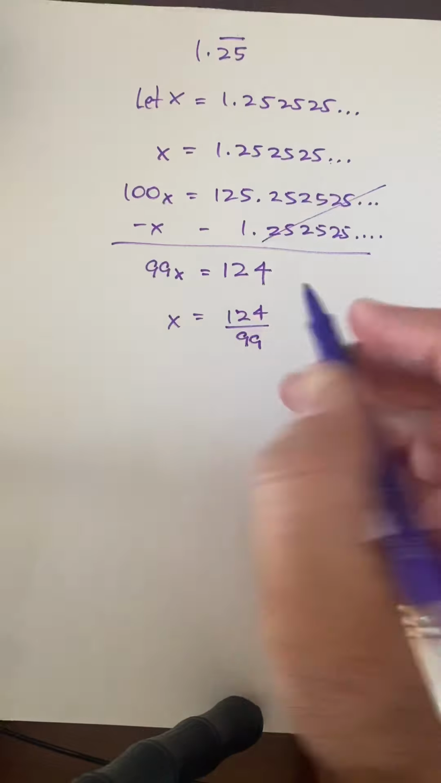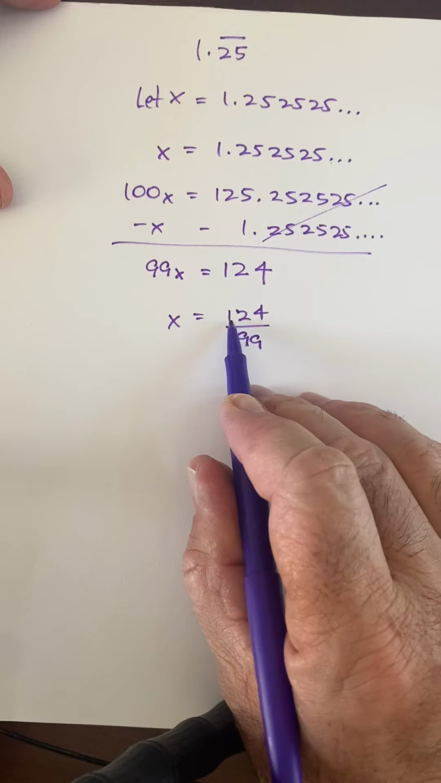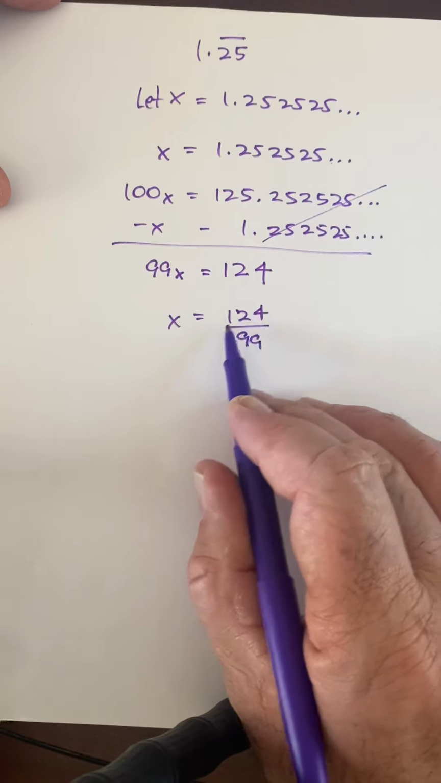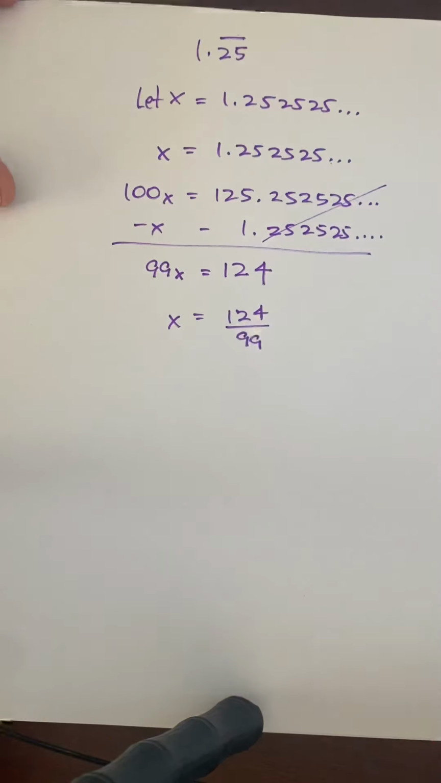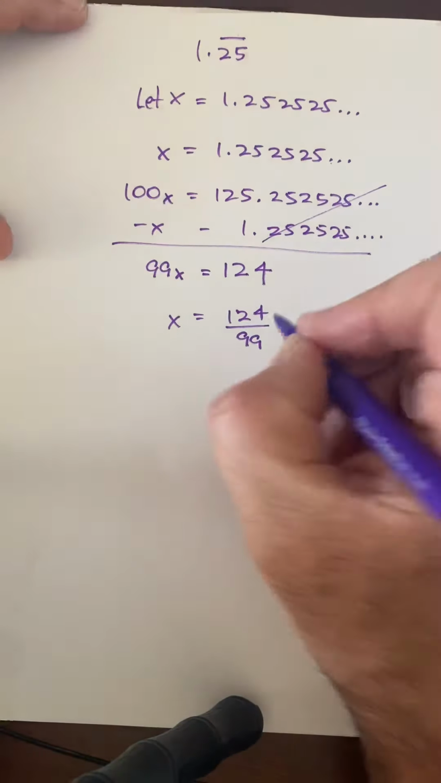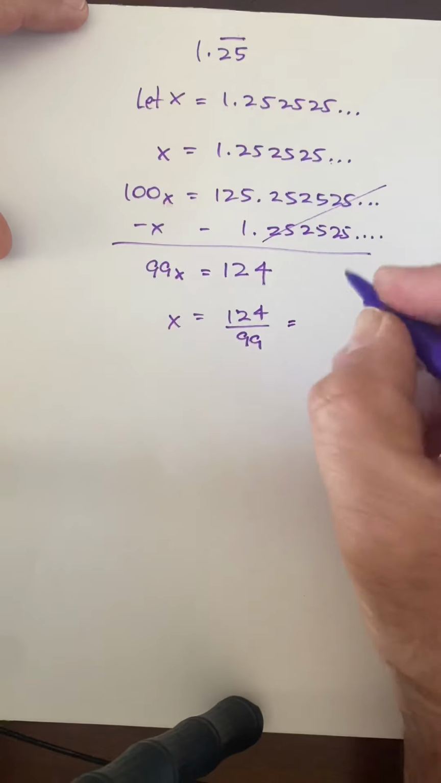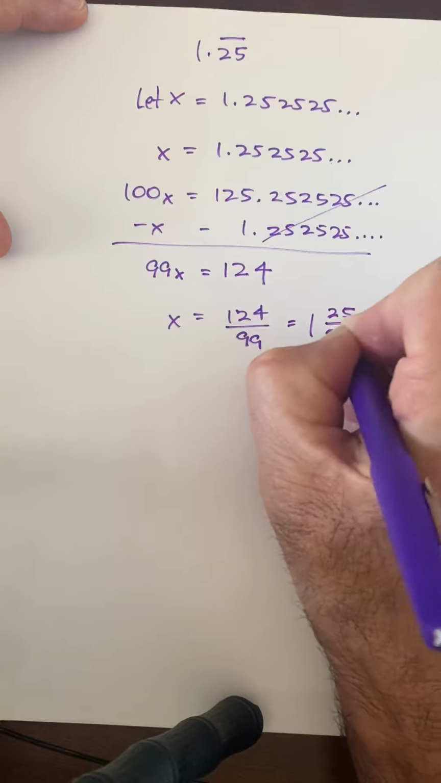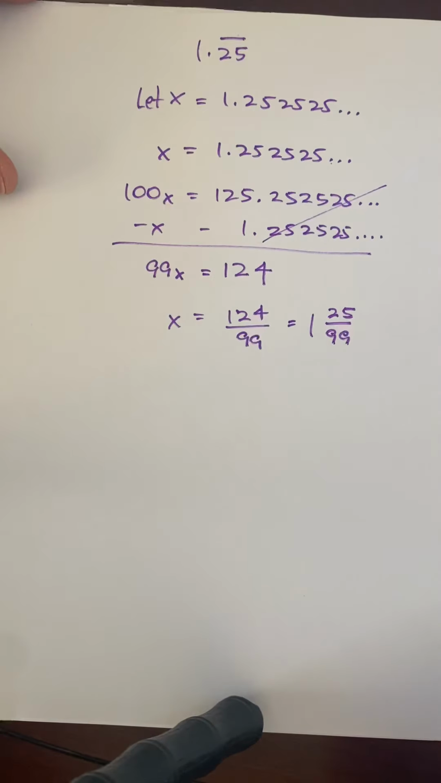And that's your answer. Surprisingly, this is not divisible by 3 because 1 plus 2 is 3 plus 4 is 7. The sum of the digits is not a multiple of 3. We could turn it into a mixed number. It's 1 and 25/99. Okay, good luck.